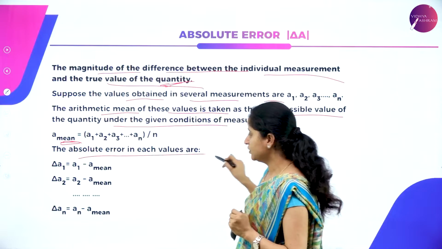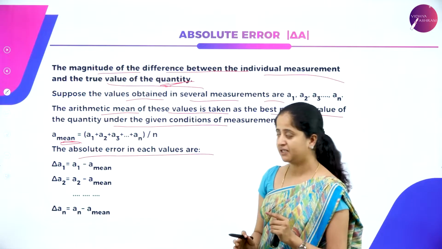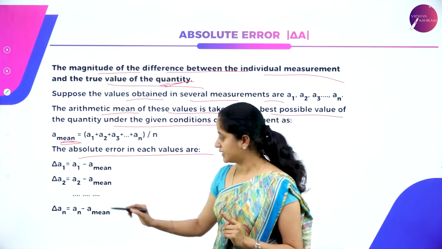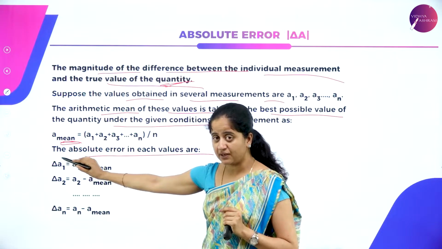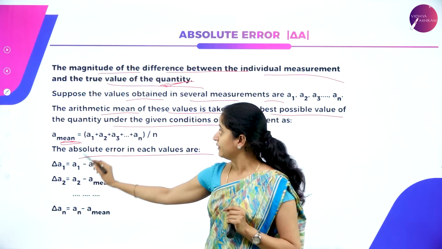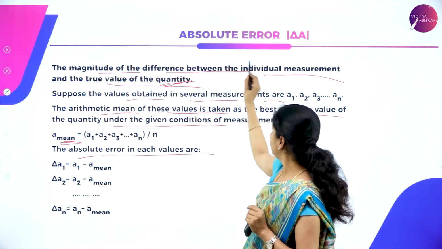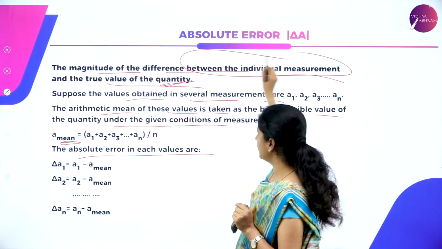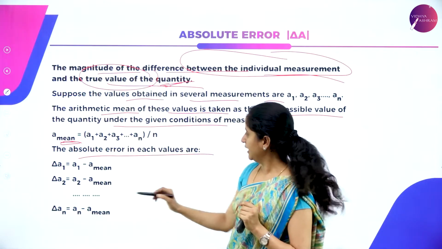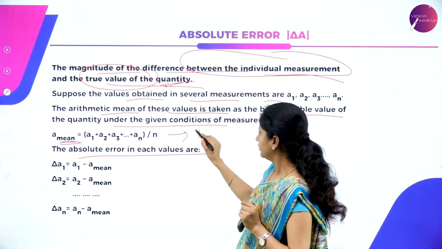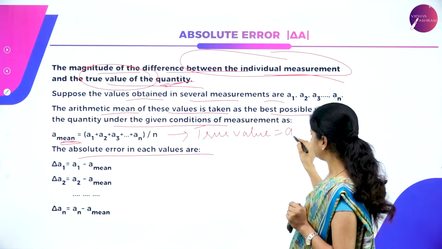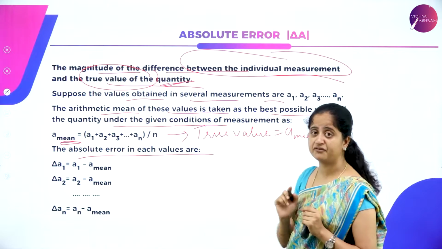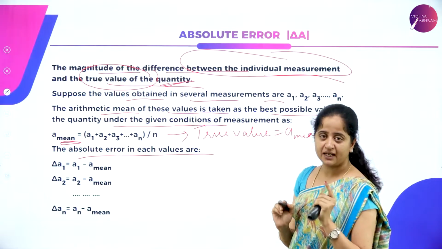Now, the absolute error in each value can be calculated, and the absolute error is denoted by delta A1. So, absolute error for the first quantity, delta A1, is equal to, as the definition says, the difference between the individual measurement and the true value. Here, this is nothing but the true value. So, the true value is A mean.